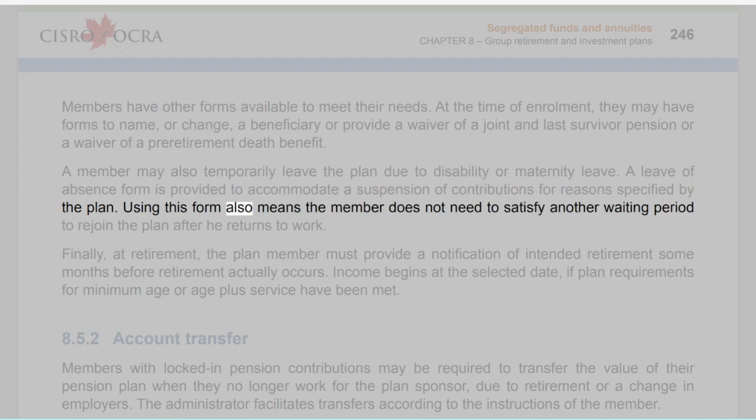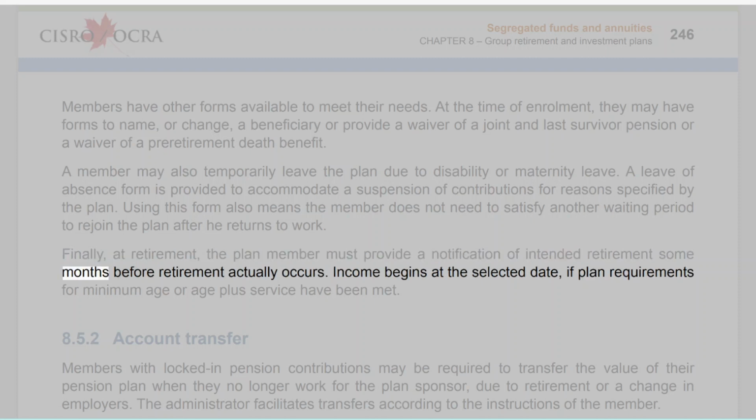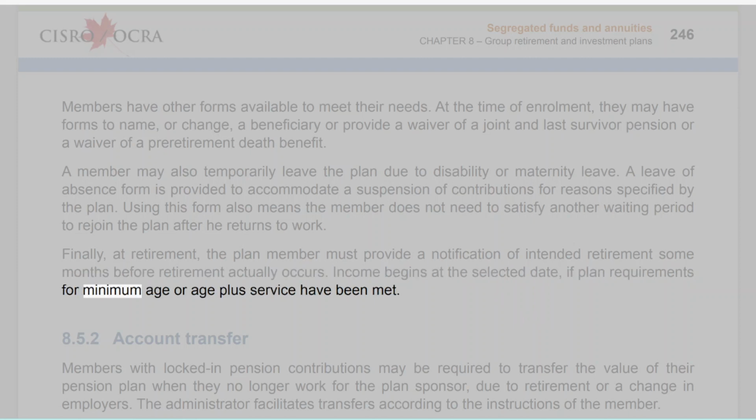Using this form also means the member does not need to satisfy another waiting period to rejoin the plan after he returns to work. Finally, at retirement, the plan member must provide a notification of intended retirement some months before retirement actually occurs. Income begins at the selected date, if plan requirements for minimum age or age plus service have been met.